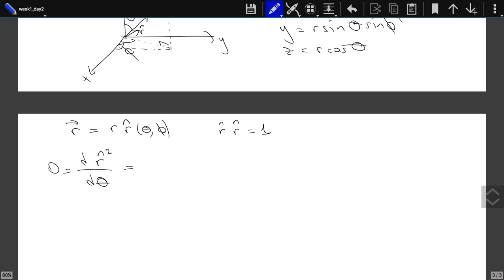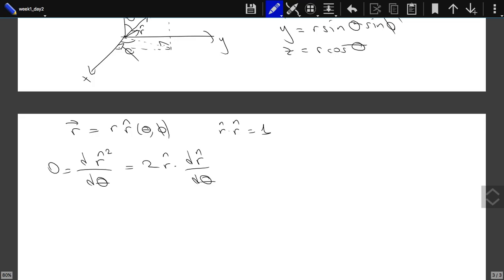But I can take the derivative using the chain rule. So it's just twice r hat scalar product dr hat by d theta. So this basically tells me that this vector that I obtain is perpendicular to r hat.